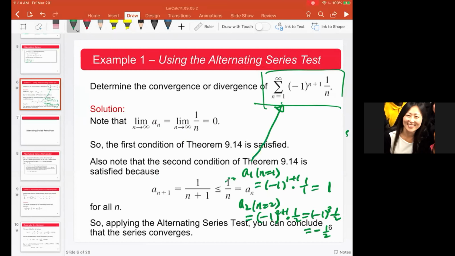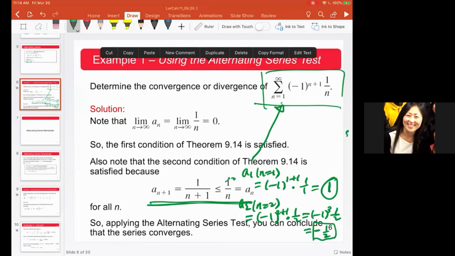A1, right? Because A1 is equal to 1, the first term is bigger than the second. A2 is only equal to -1/2. Even if it's not negative, it's still less than what? 1. So the second condition is met. What the second condition is saying is, you can think of this as your A1, and you can think of this as your A2. So A2 has to be less than or equal to A1. That's what that means.